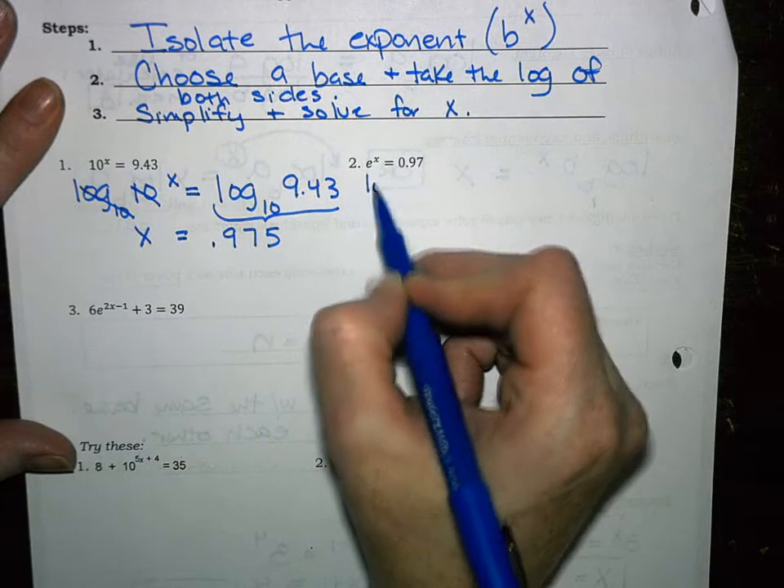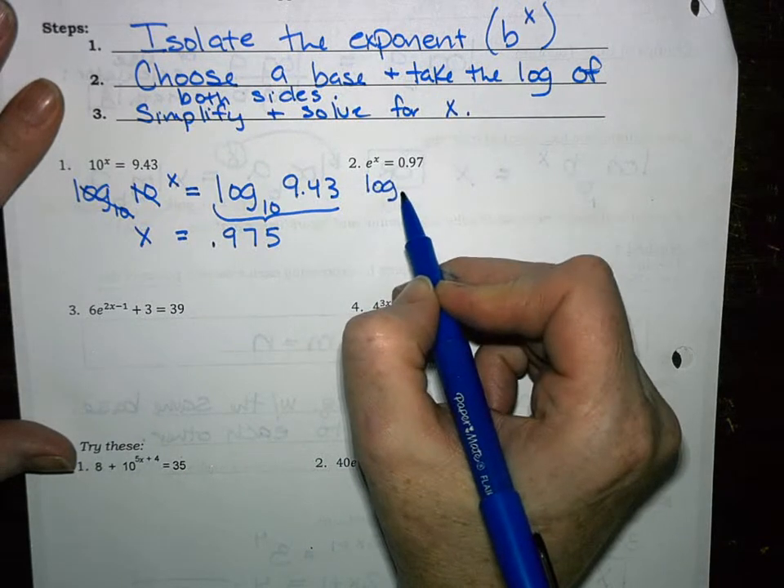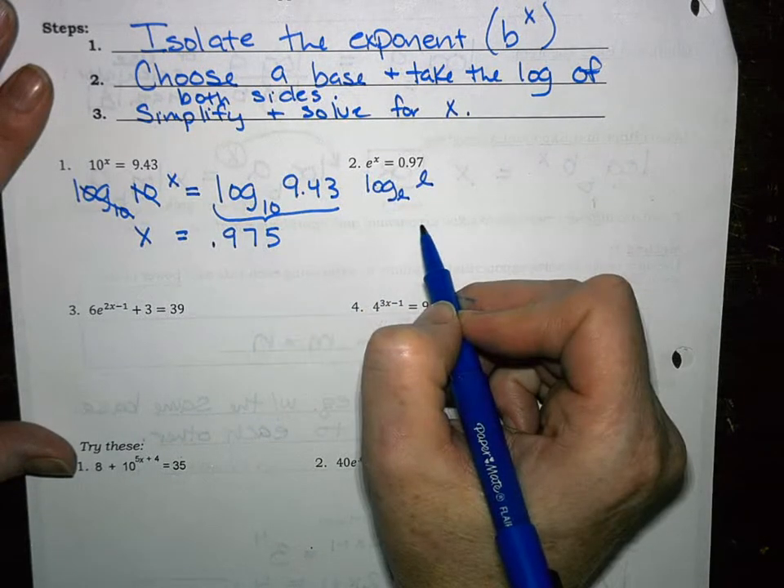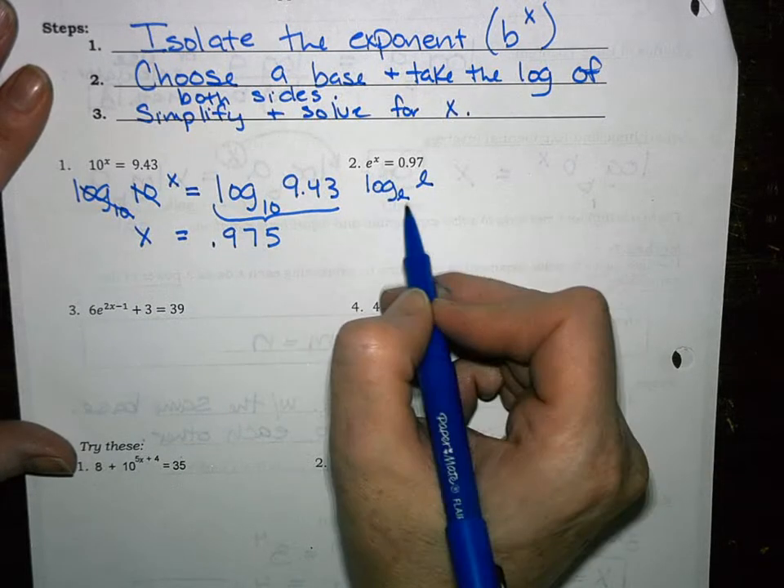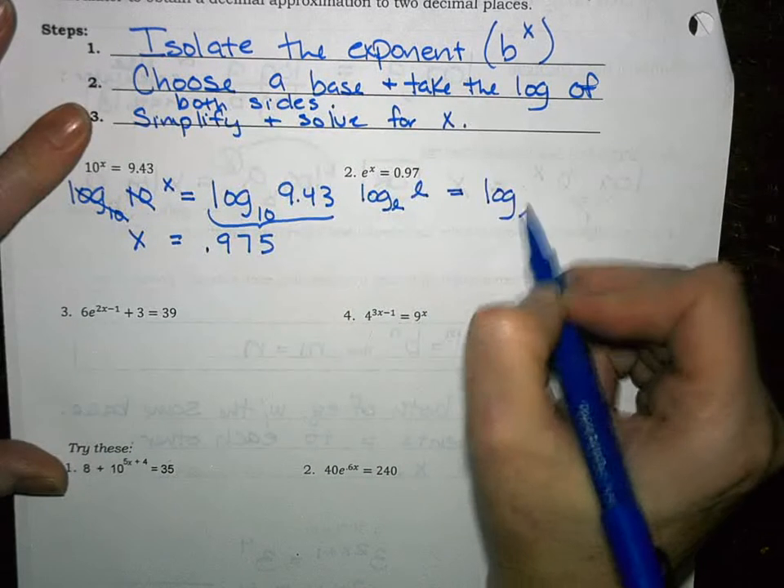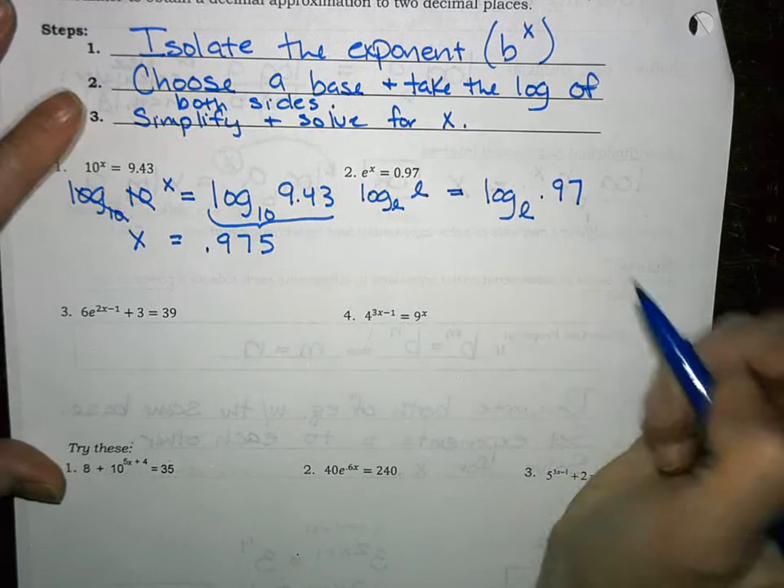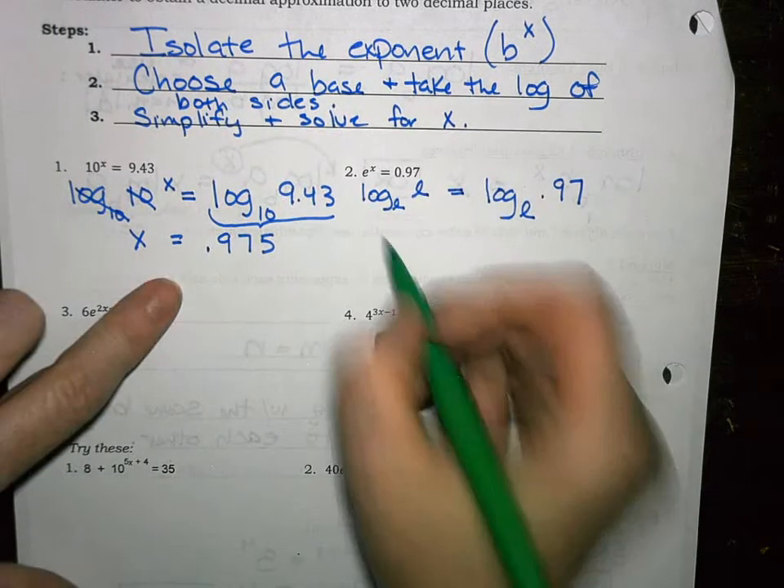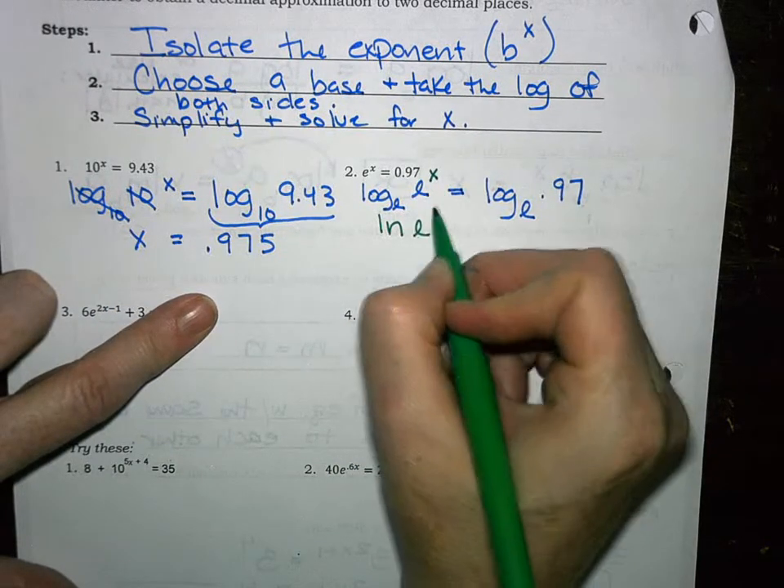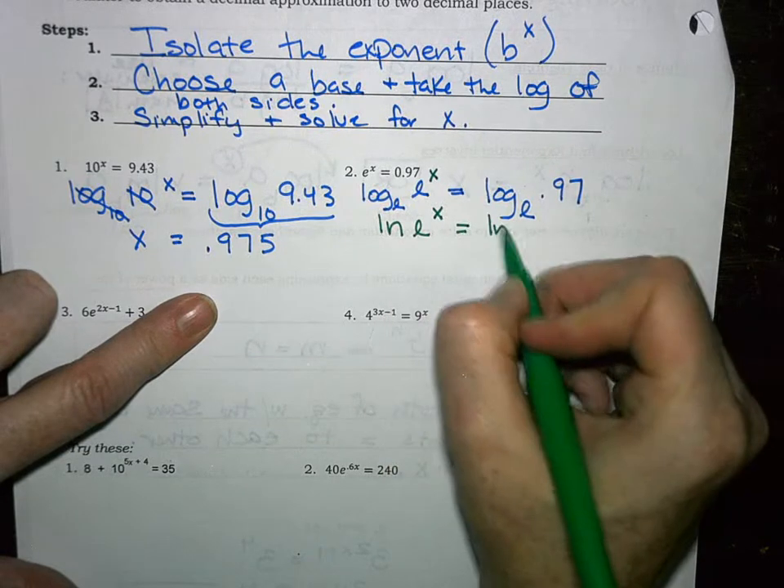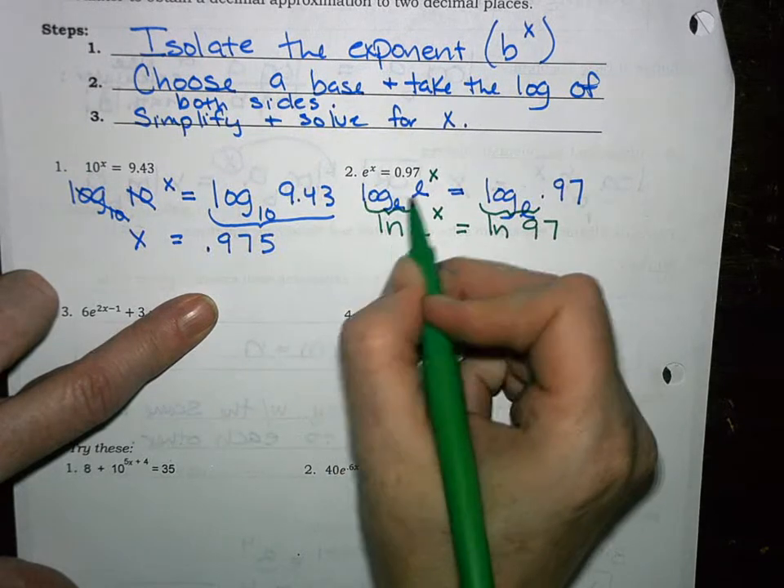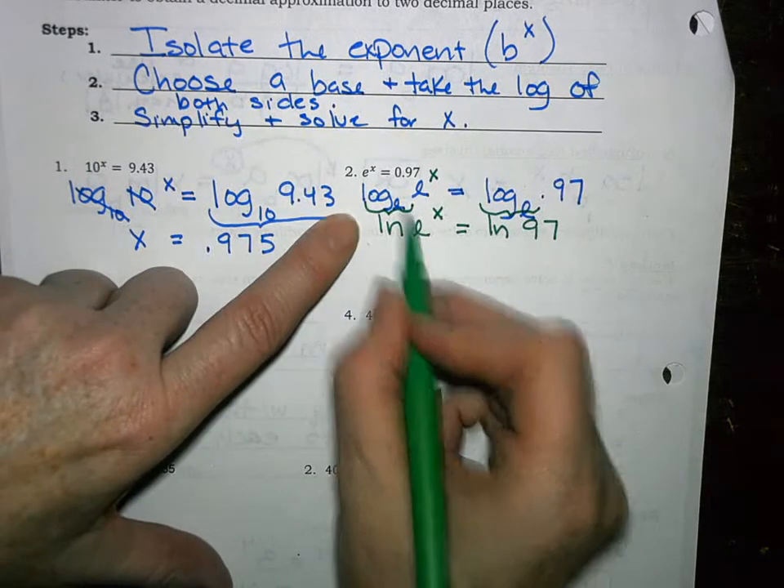In the second one, what is e? I want to take the log base e of e, right? I want to take the log of both sides, and I need to take it to the log of base e. If I'm going to do it on this side, I have to do it on this side, the log base e of 97. Well, what is the log base e? It is the natural log. So I could just take the natural log of e to the x is equal to the natural log of 97. I'm just rewriting log base e.